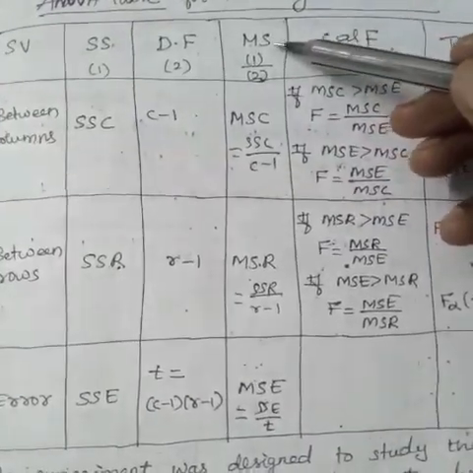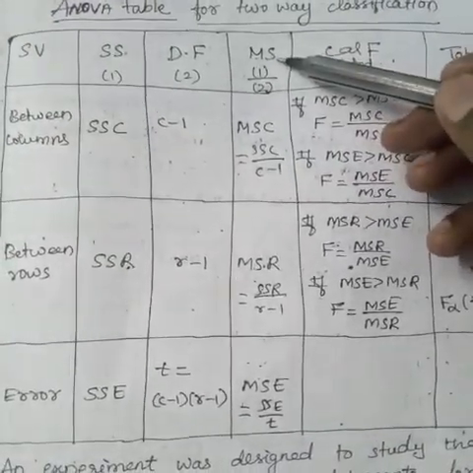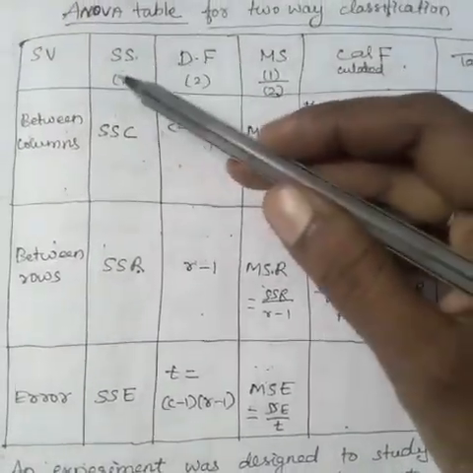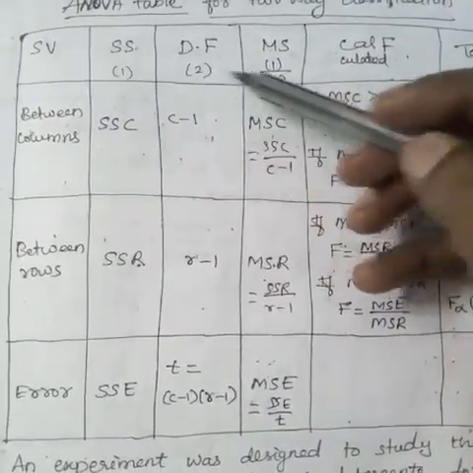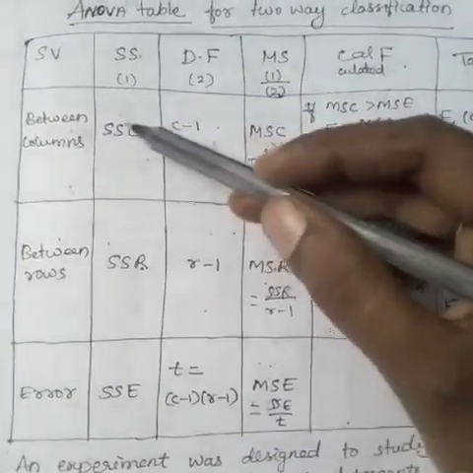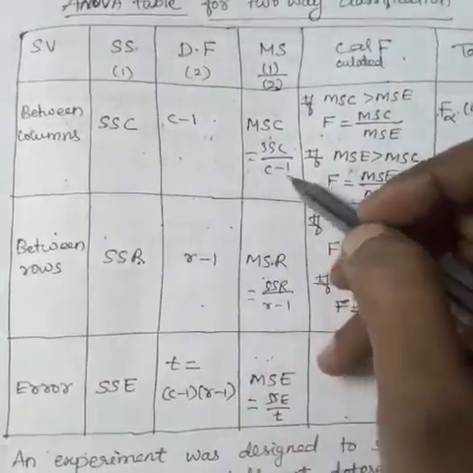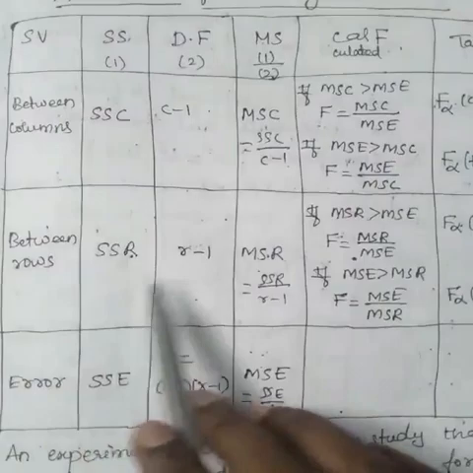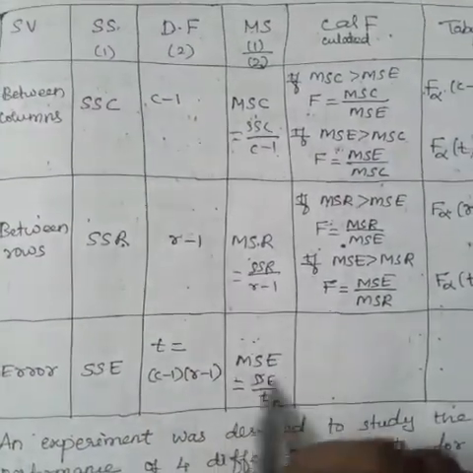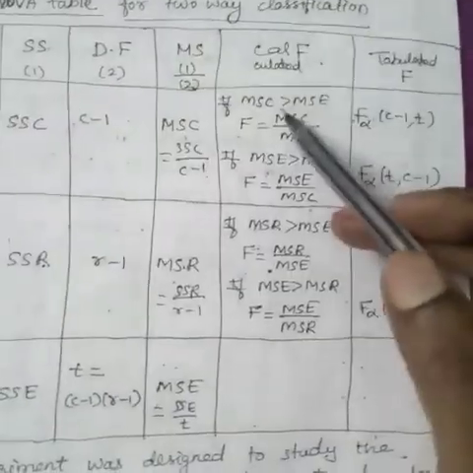Next MS, mean square. For the mean square formula, let us take this as column 1 and this as column 2. So MS means the first column divided by the second column. So MSC is equal to SSC by C minus 1, MSR is SSR by R minus 1, and MSE is SSE by T.